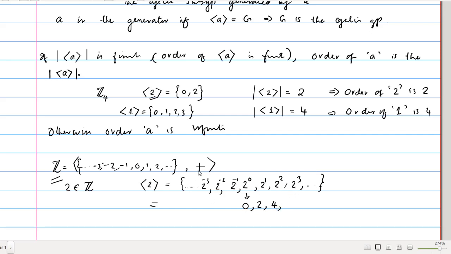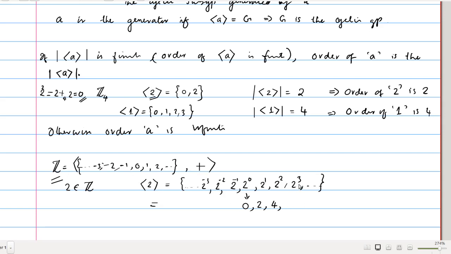Here we are using usual addition instead of addition modulo 4. In Z4 we are using addition modulo 4. Then in this case 2 squared, that is 2 raised to 2, is 2 plus 2 with addition modulo 4, so this gives 0. But here 2 raised to 2 gives 4 itself, because here we use the usual addition in Z, and 4 is also an element of this set.